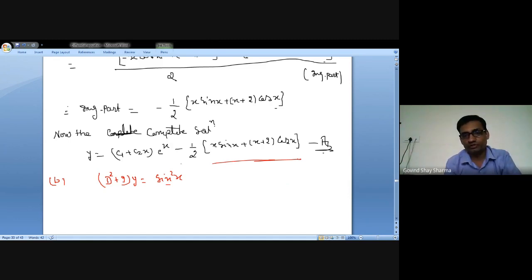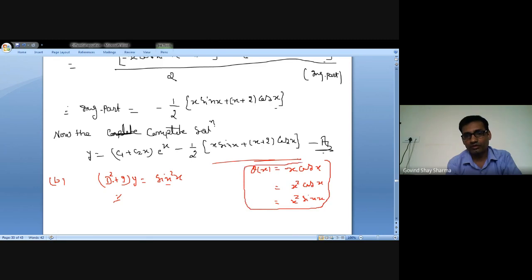Okay, when Qx is given in this form, Qx is given as x cos x, x square cos x, x square sin x, we can easily apply the above method. Above method we can apply, and cos x and sin x we will change into e to power iota x. So when we change into e to power iota x, then the question becomes e to power alpha x times X or f(x). Okay.